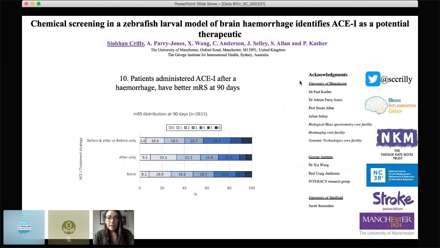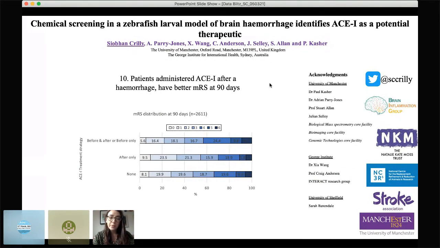So finally, we wanted to prove the translatability of our idea. So we have retrospectively analysed the INTERACT-2 dataset. So the INTERACT-2 trial was looking at the lowering of blood pressure after intracerebral hemorrhage to look at benefits in 90 days.